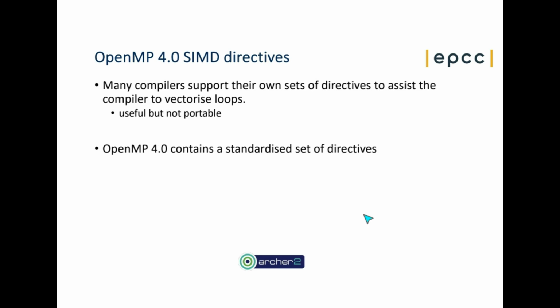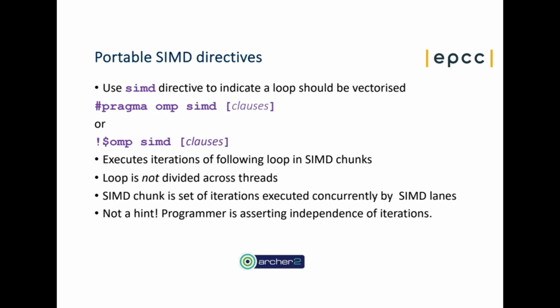I mentioned OpenMP. As of OpenMP 4, which is actually quite a while ago now, it supports SIMD directives. The problem, as you've seen, is that a lot of these compiler directives are compiler dependent, so porting code becomes a bit of a pain. So OpenMP has a standardized set of these which you can use. How does that work? In OpenMP, there is a SIMD directive which says a loop should be vectorized. So this is basically telling it that the loop iterations are independent.